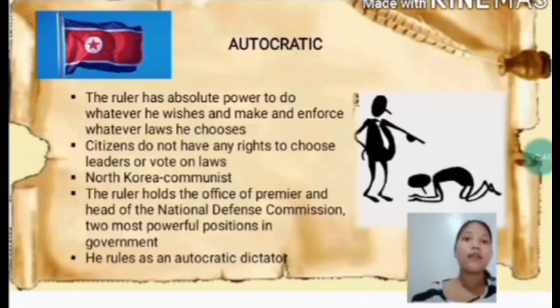Autocratic. The ruler has absolute power to do whatever he wishes and make and enforce whatever laws he chooses. Citizens do not have any right to choose leaders or vote on laws. North Korea is communist. The ruler holds the office of Premier and the head of the National Defense Commission, the two most powerful positions in the government. He rules as an autocratic dictator.